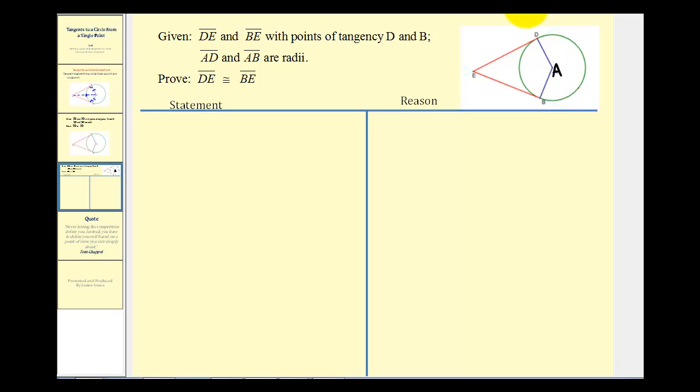This is circle A, and then we have segment BE and segment DE, where point B and point D are the points of tangency. So we'll go ahead and state the given. Segment DE and segment BE are tangent at points D and B, and segment AD and AB are radii.